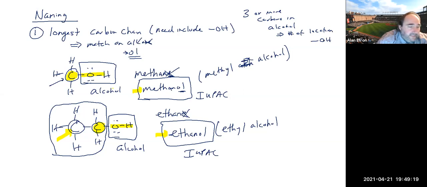So just like we did with the double bond or the triple bond, we need to give the number of where we find the OH group. And we want to give that the smaller number, so it is the priority in terms of numbering the chain. So the OH group is really the priority here in numbering. We want to make sure, like we do with the double bond or triple bond, that the OH group gets the lower number. Any questions on that?